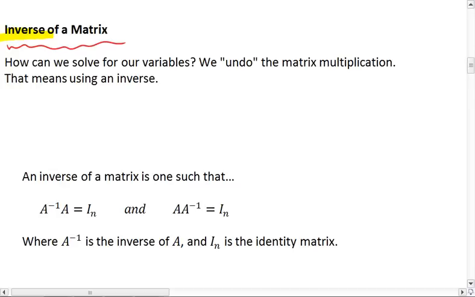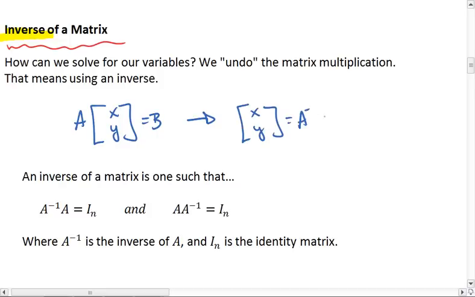So essentially what's happening is if we have A, some matrix, times our matrix x, y, we know that equals a matrix B. The way we solve for x, y is we take the inverse of A times matrix B. That's how we move matrix A to the other side. We use its inverse. The definition of an inverse of a matrix is a matrix such that the inverse times the original matrix is the identity matrix, or the original matrix times the inverse is also the identity matrix. And again, this is where A to the negative 1 means the inverse of A, and I sub n is the identity matrix.